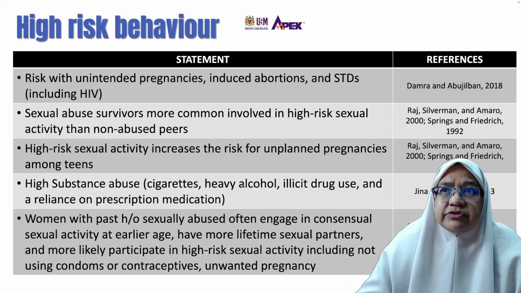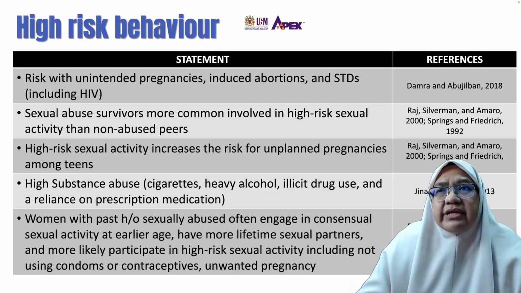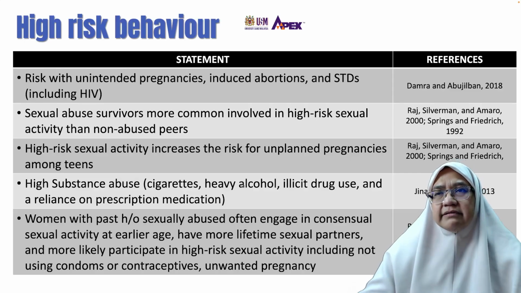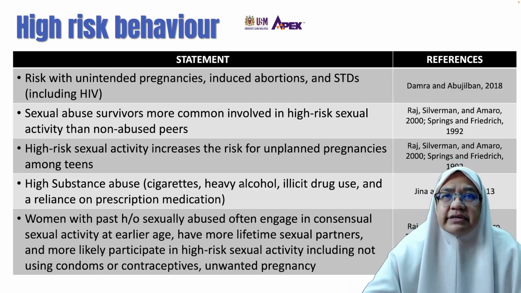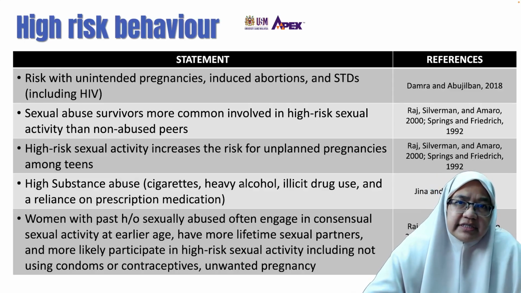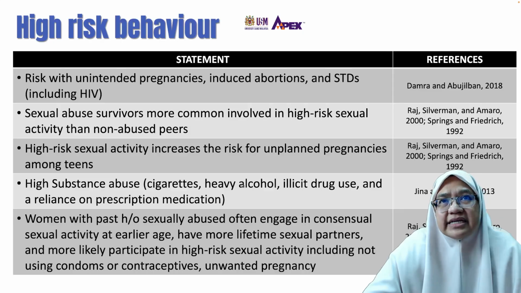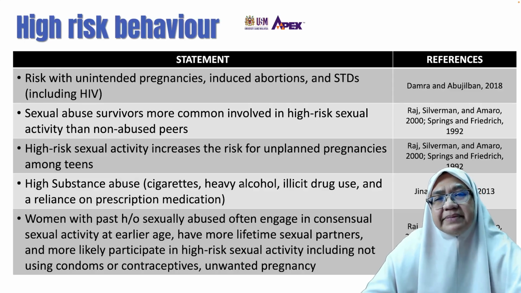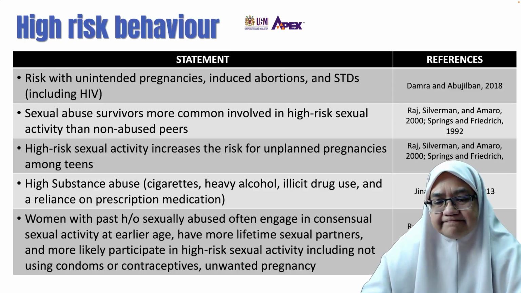Okay, involved in high risk sexual activity. And we know that high risk sexual activity can increase the risk of unplanned pregnancy among teens. Other high risk behavior, they may also resort to substance abuse like cigarettes, heavy alcohol, and using illicit drugs without prescriptions. Women with a past history of sexual abuse often engage in consensual sexual activity at an earlier age. They have more lifetime sexual partners and are more likely to participate in high-risk sexual activities.